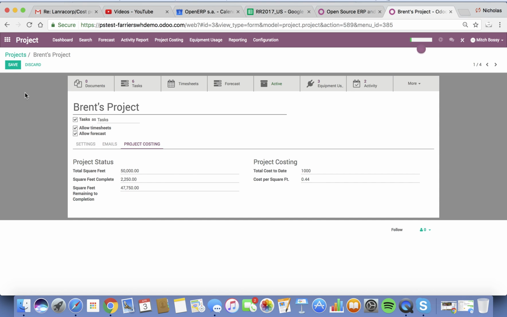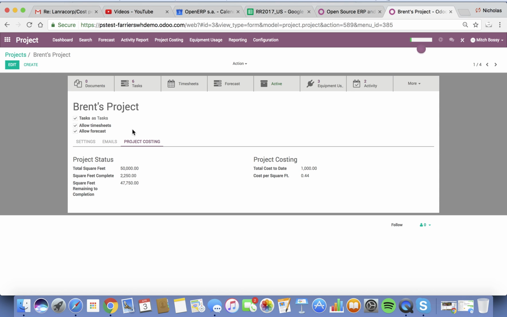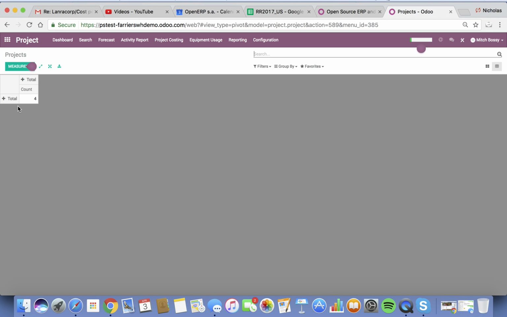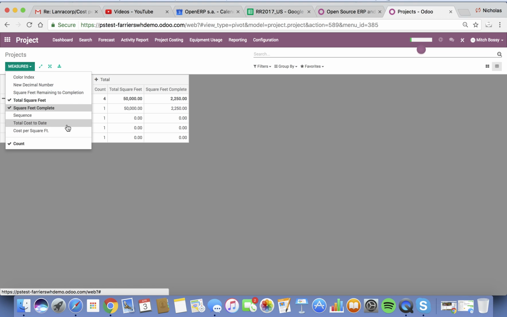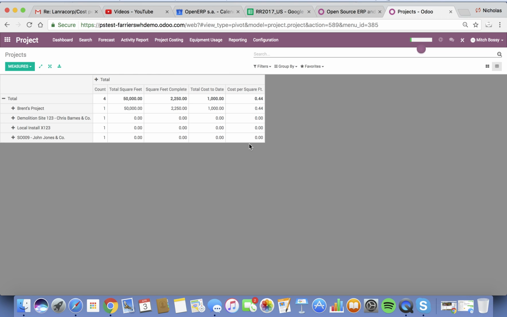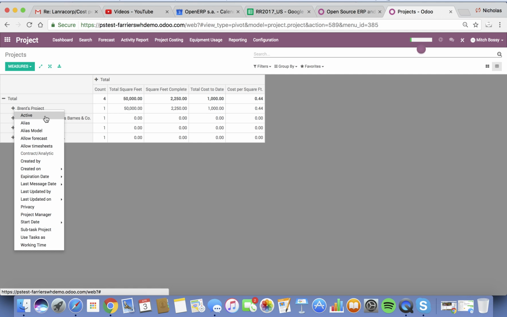So we need that math to be built in here so that at any given point in time, Brent can pull up his pivot, he can break out by contract, and he can quickly look here at total square feet complete, total cost to date, and cost per square foot. So we can look here and say, yeah, right now we're looking at about 44 cents per square foot costing for Brent's project. And he can quickly filter projects by industry to capture totals based on industry, and he can do the averages manually if he wants based on the categories. We could even look at activities, but okay.